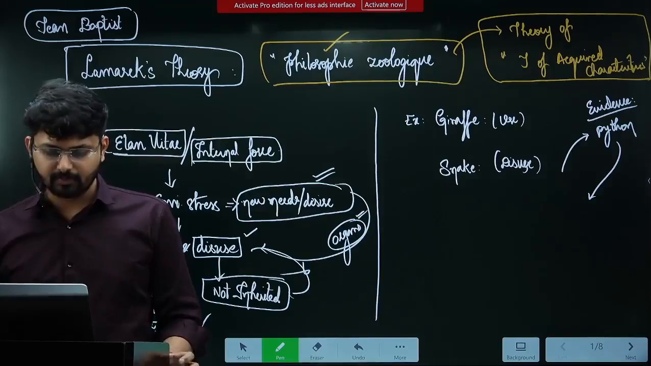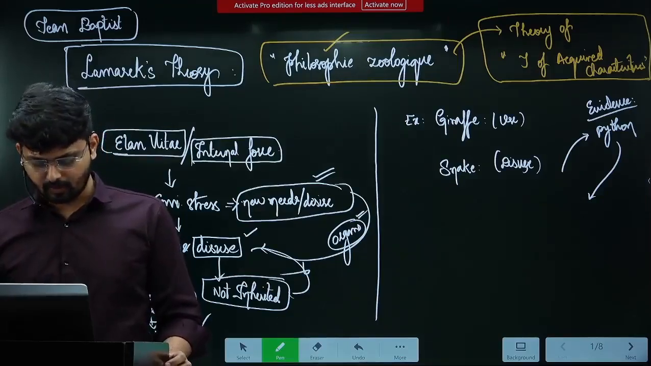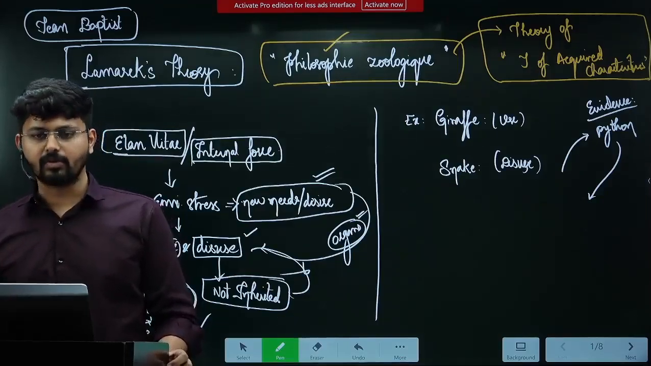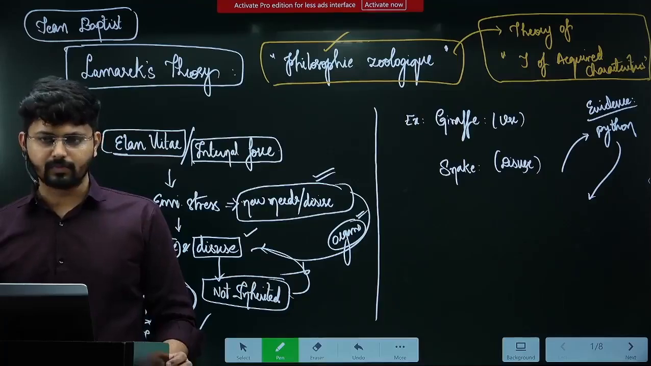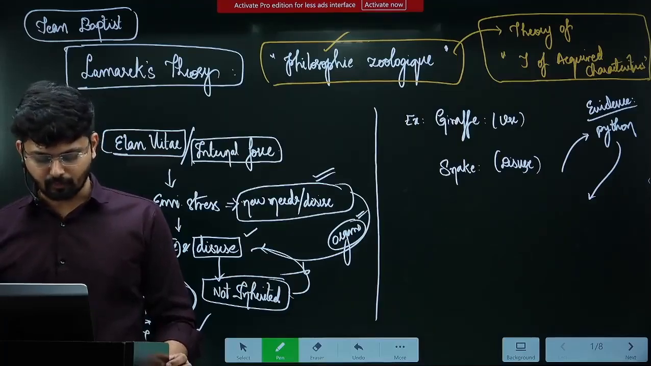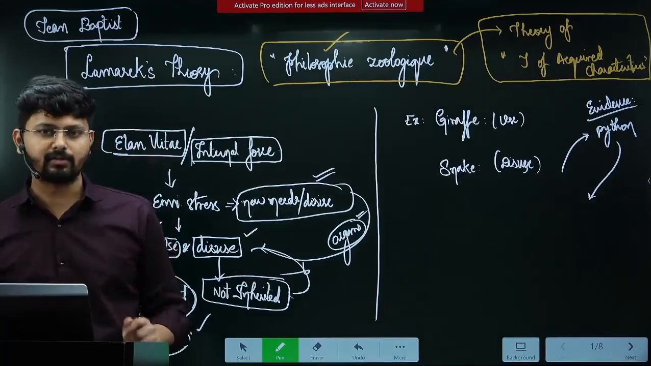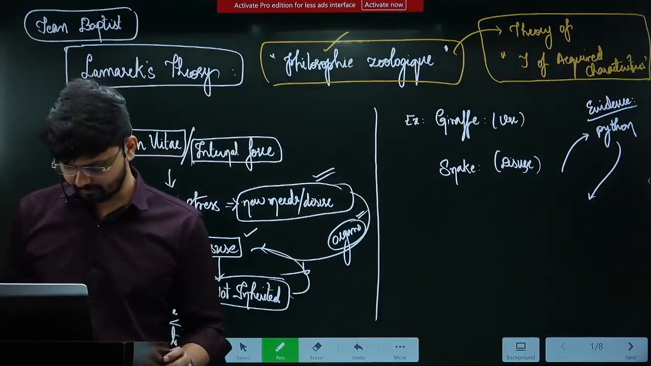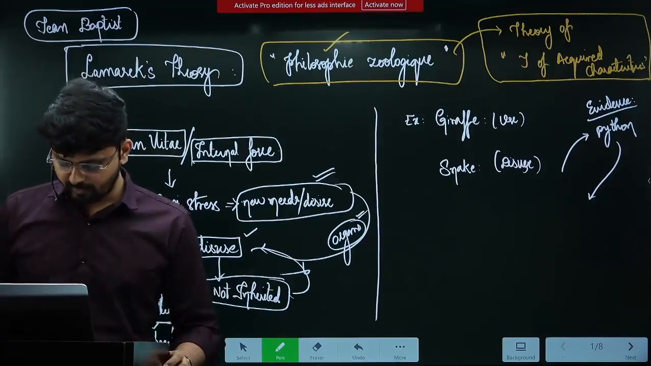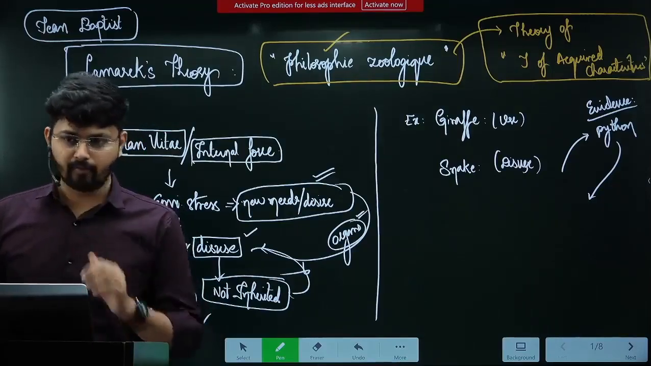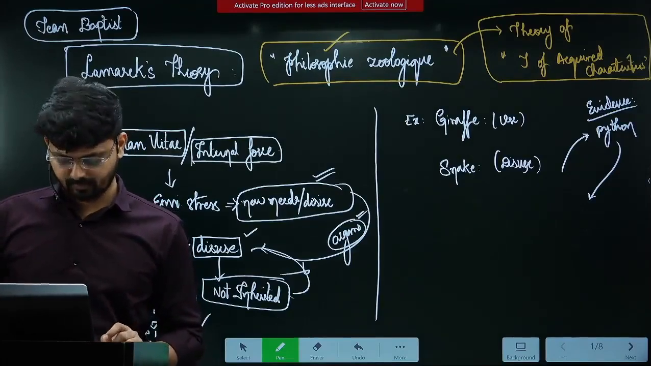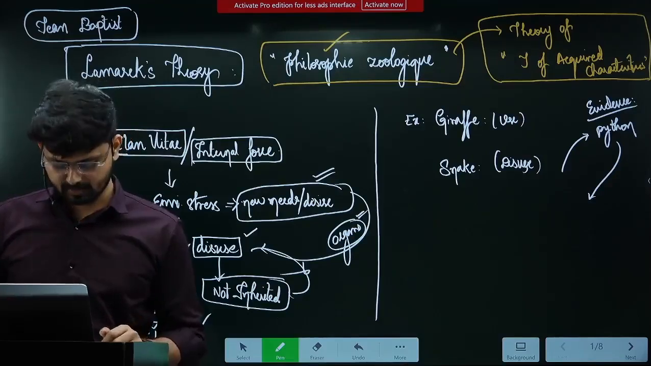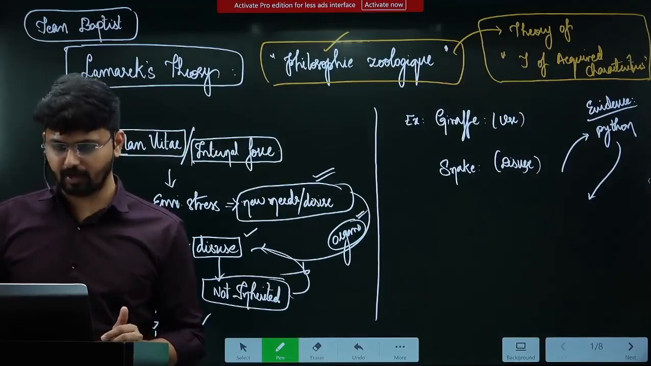These animals over many generations continued to use their forelimbs and neck, which resulted in increase of organs and overall size of the animal.